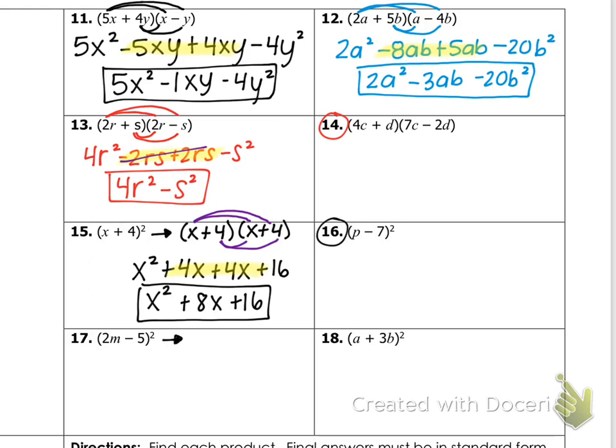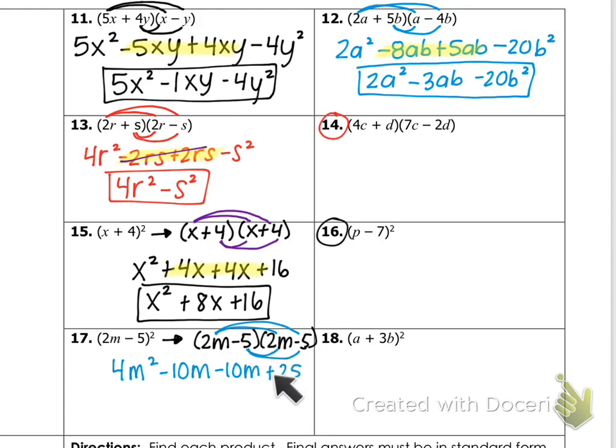Okay, try 16. 17 can be written like this. It's just 2m minus 5 squared. So we're going to FOIL. So 2 times 2 is 4, and then m squared, and then 2 times negative 5 is negative 10m. Negative 5 times 2m is negative 10m, and then plus 25. It's a positive 25 because we have a negative 5 times a negative 5, so that's a positive 25.